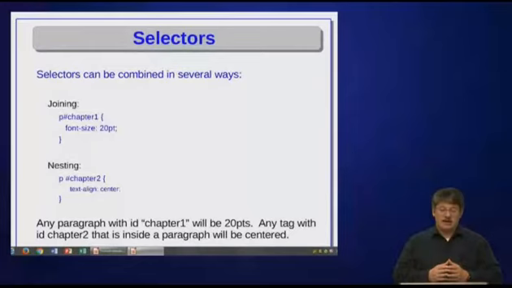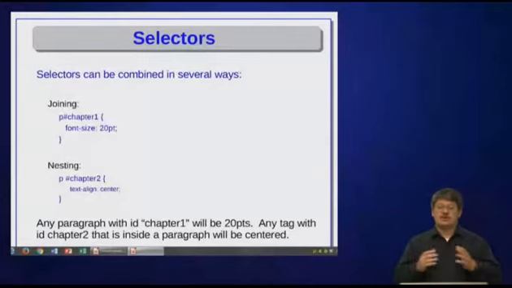So in this case, the rule says, if I have a paragraph and it has its ID attribute set to chapter 1, make the font a 20-point font. Another way to combine selectors is called nesting. Nesting means that I have a tag and a closing tag, and inside it I have a second element, a second tag.